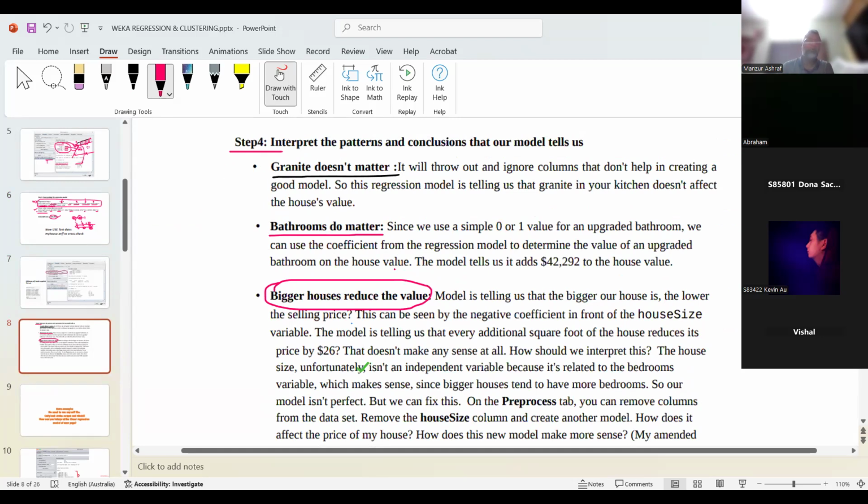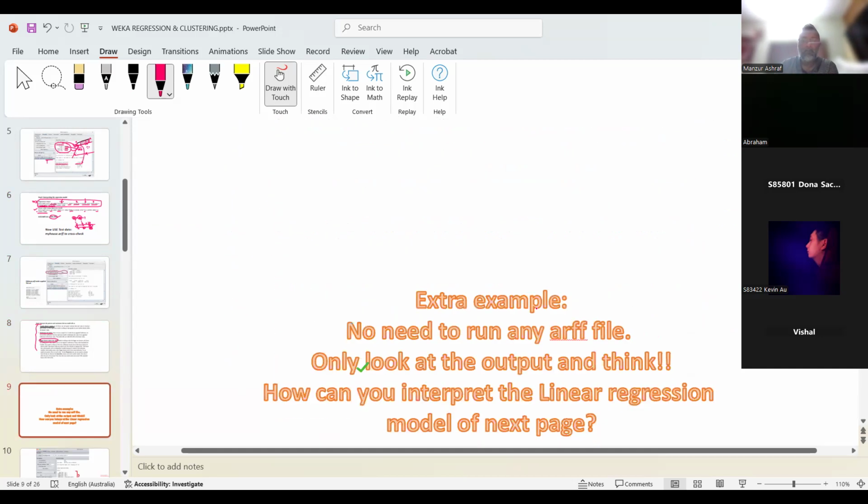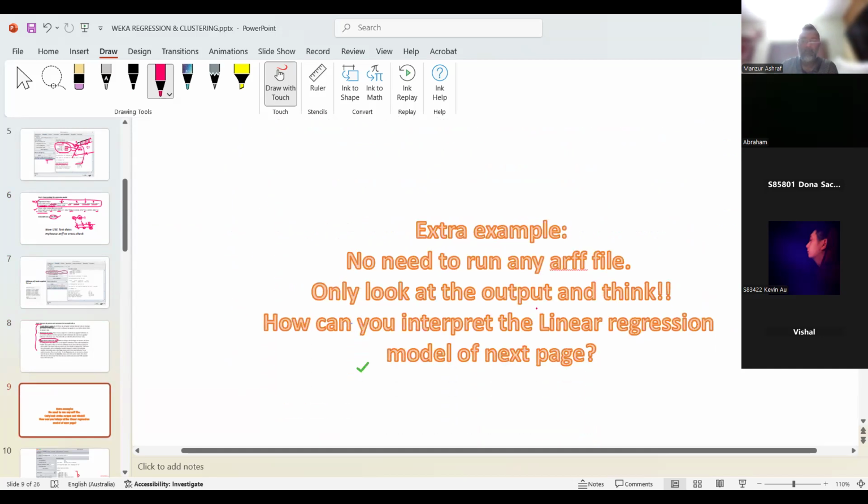And these similar three conclusions that we just went through, you need to identify from your regression equation in your discussion part. Any question up to this point? Okay. Now, some extra examples where there is no need to run any code, only look at the output and think. How can you interpret the linear regression model on the next page? This is an exercise, because you need to understand mainly from the result.